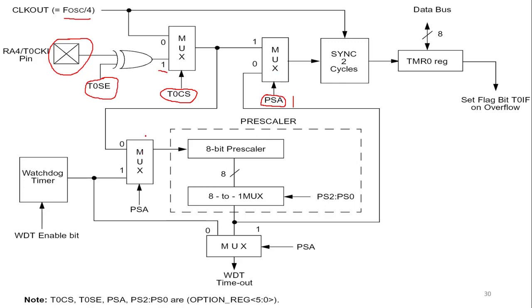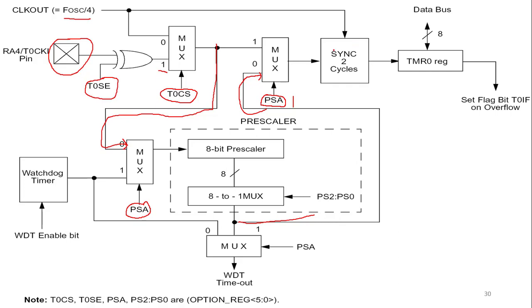Similarly, we have one more multiplexer over here which does the same thing. If the prescaler is assigned to timer 0, then the clock signal will go from here to this multiplexer, and from this multiplexer it will go to this prescaler. Using this prescaler, we can divide the clock by a specific value. The output of this prescaler is given back to another multiplexer, and through this multiplexer it is given to the further blocks.